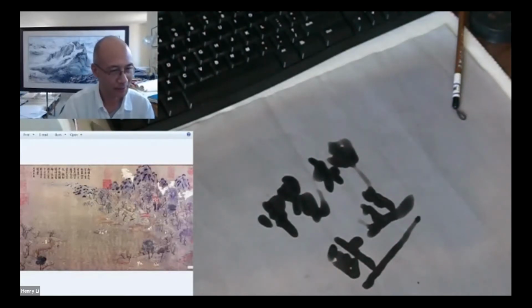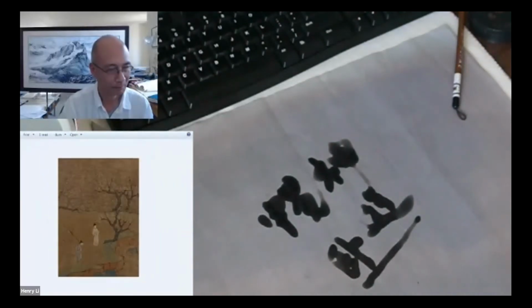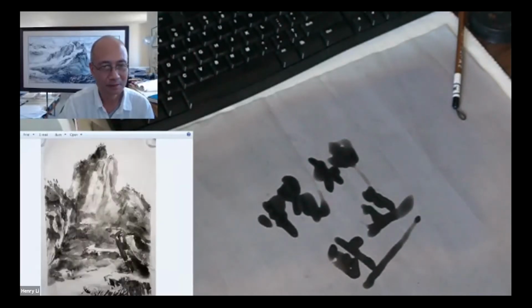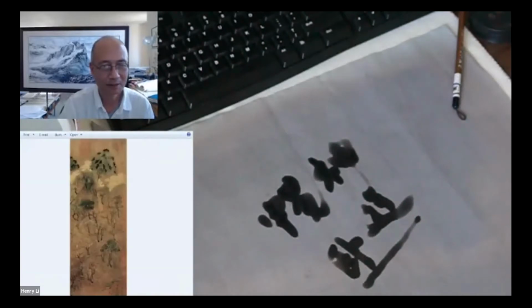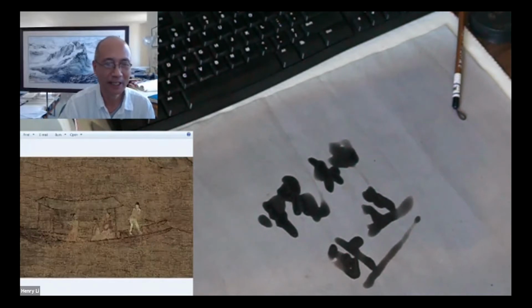Let me see some details here. Okay, here we go. That's a part of the background. You can see trees and mountains outlined, and this is called the blue and the green landscape, the earliest painting. And this is a detail of a boat in the lake.